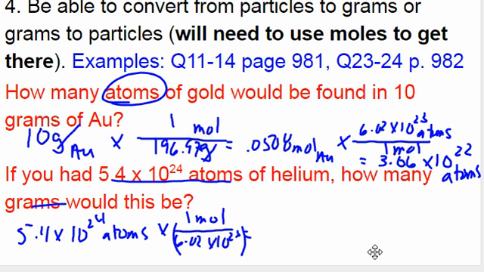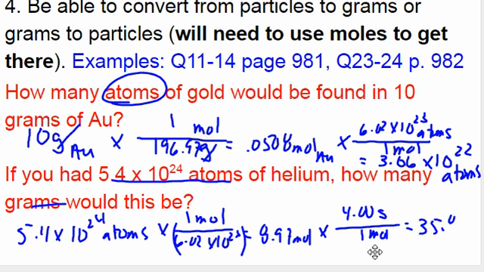So this is 0.08, oh, I got that wrong. It's 8.97 moles of helium. And now I know there's 4 grams in 1 mole of helium. So I'm going to go ahead and multiply this by 4, and I can expect that to weigh 35.88 grams.